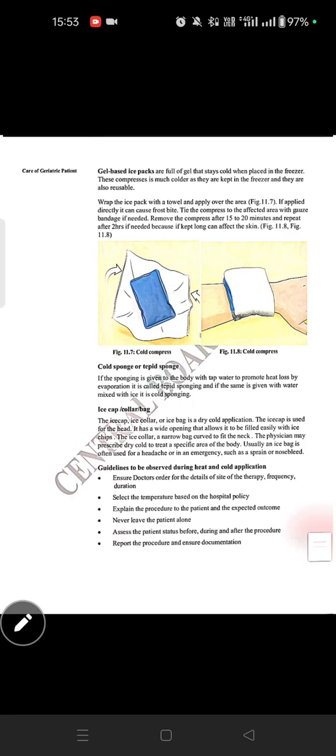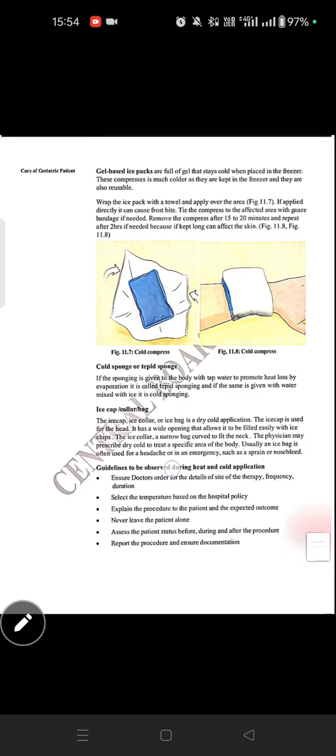So what are the guidelines we should follow? First, there should be a doctor's prescription. We should always consider the site and how long the duration of use will be. Then frequency, everything they will update. Then temperature, and the hospital policy will also be there. Never leave the patient alone while giving. If you are doing any procedure, patient documentation is important.